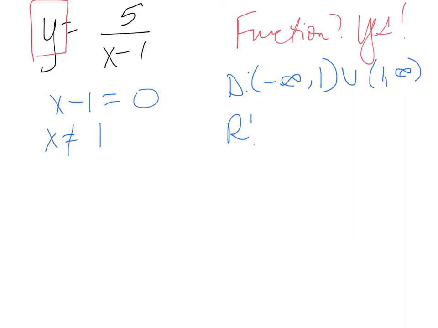Now let's think about the range here. It's a little bit tricky. The range, we can have pretty much everything except there's one value again that's not going to happen. And the only reason for that is because I have a 5 in the numerator here. Because I have a 5 in the numerator, there's no way I'm ever going to get a 0. Because the only way to get 0 is 0 divided by some number. So because of that, I'm going to go from negative infinity up to 0, union with 0 to infinity.